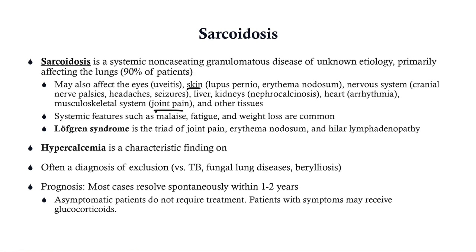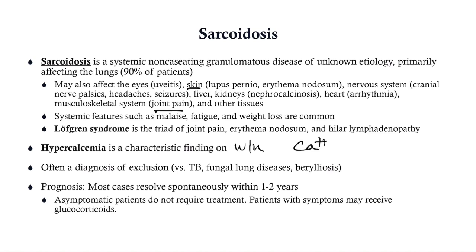Hypercalcemia is a characteristic finding on, and I should say, workup. I didn't really put anything there. So be sure to order a calcium level on patients where you suspect sarcoidosis, because that's really going to help you nail down that diagnosis. Like I said, sarcoidosis is usually a diagnosis of exclusion. We look at things like TB, fungal lung disease, and borreliosis. The history is going to help you there.